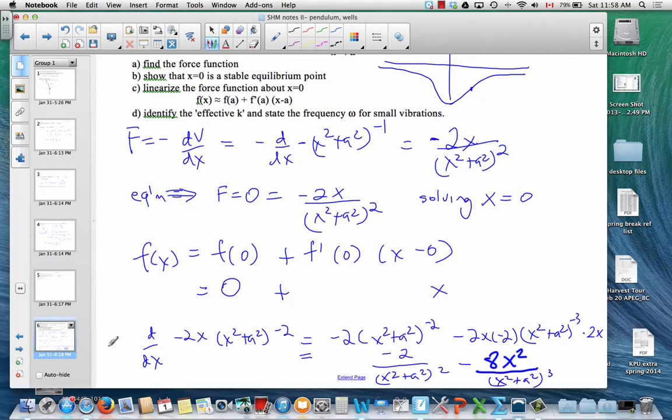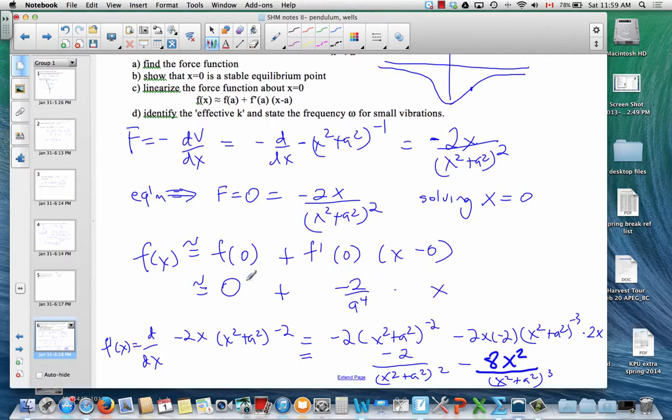Now then, that is the derivative f prime of x, but of course we're interested in the value when x is 0. When x is 0, this whole term just gets wiped away. And when x is 0, we end up with negative 2 over a to the 4th. And so this then is an expression for the force function when we're really close to the equilibrium point, because we've dropped all the higher order terms in the Taylor series. And that is only strictly true when you're close to that point.